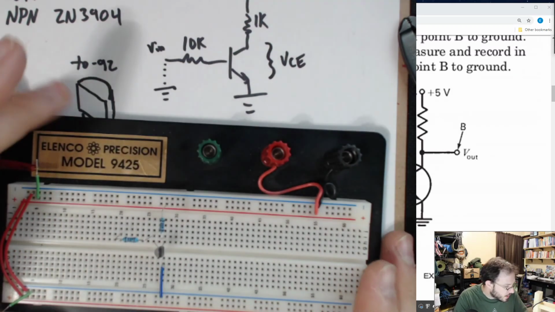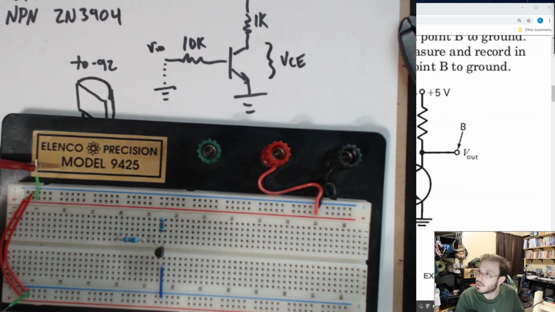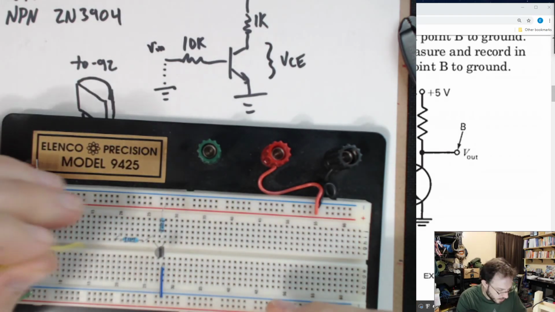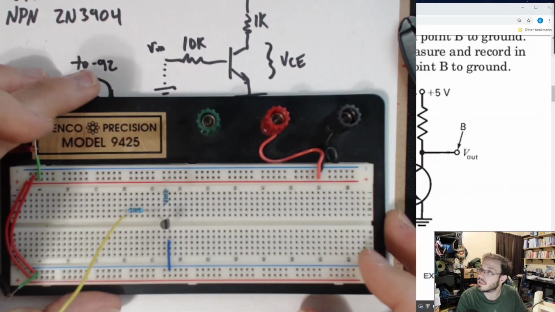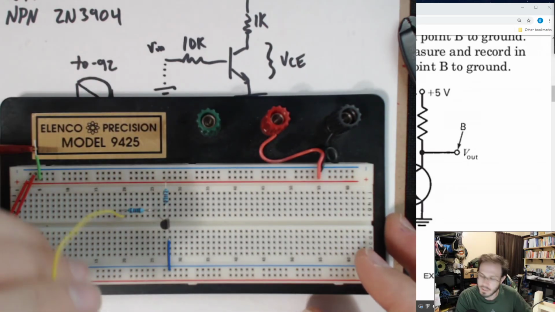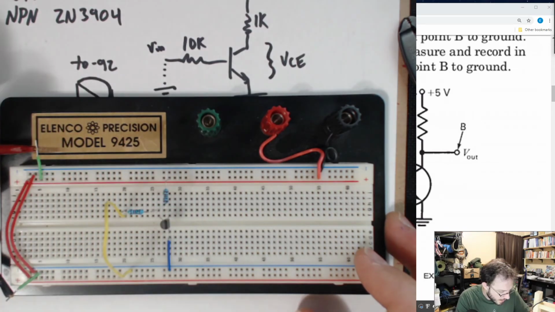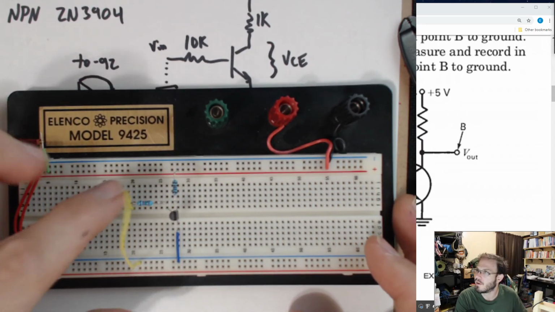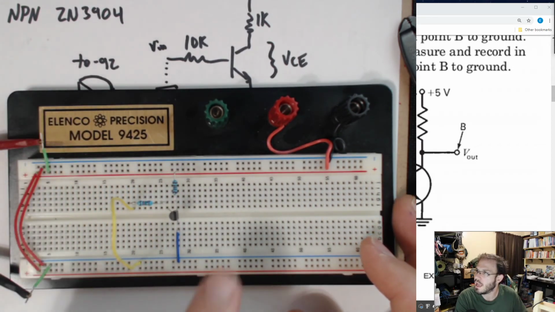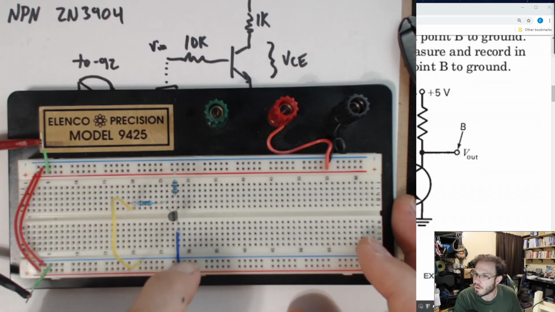Okay, to do that is really easy. I will just use this longer yellow cable to go from the input of that 10K resistor, and then I will just attach it to ground. We have our +5, we have our minus side of our 5, we have our input tied to ground, and now I can just go ahead and measure the voltage between that point B and ground.